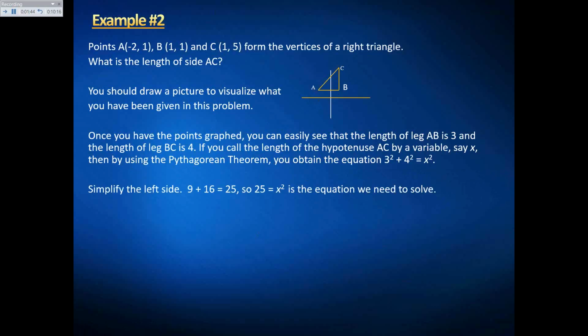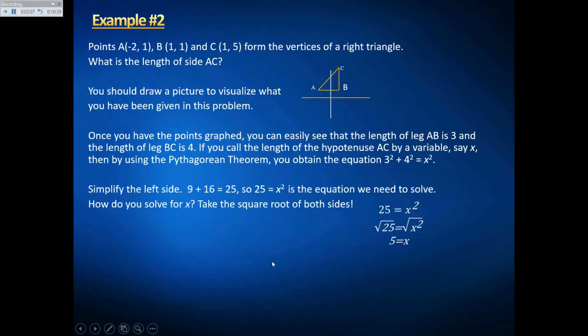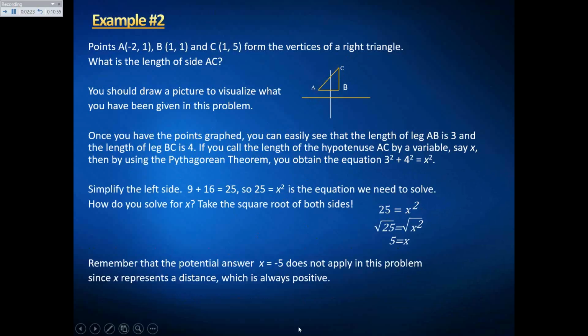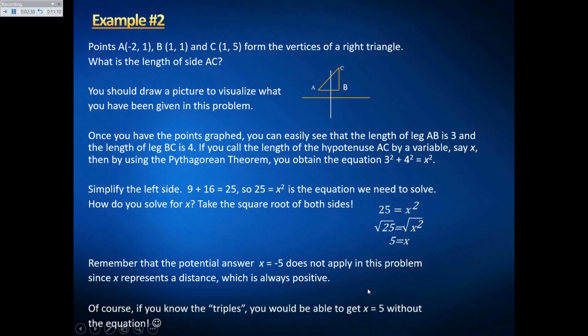Simplify the left side, of course, and you would have 9 plus 16 equals 25, and therefore 25 is equal to x squared. But that is not what the question asked. They wanted to know what x was. And so we would have to take the square root of that. Get rid of this square here by taking the square root of it, which means we have to take the square root of both sides. So if we knew that 25 was x squared, take the square root of both sides, we would find that x is equal to 5, which would be our line AC. I want you to remember that a potential answer of x equals negative 5 would not apply in this problem because we're looking at the distance of that line, not a point on that line. And of course the distance always has to be positive.